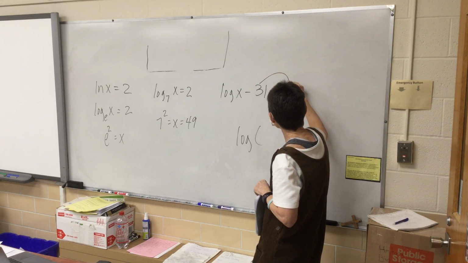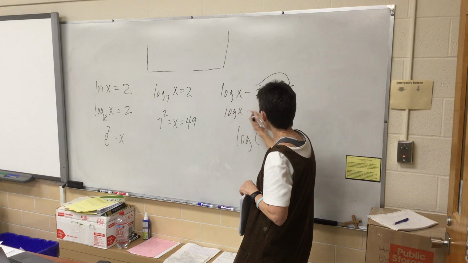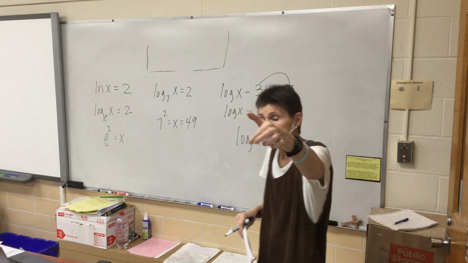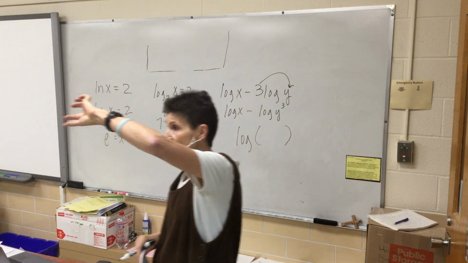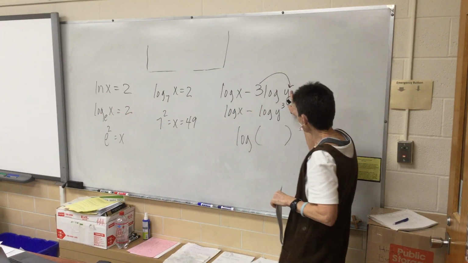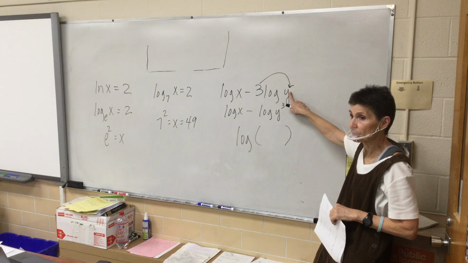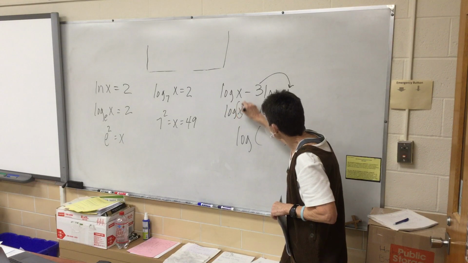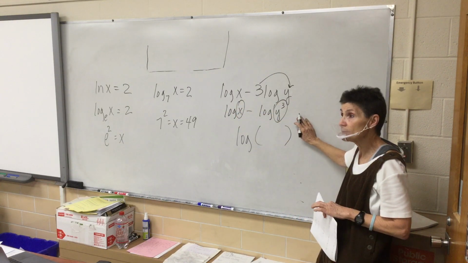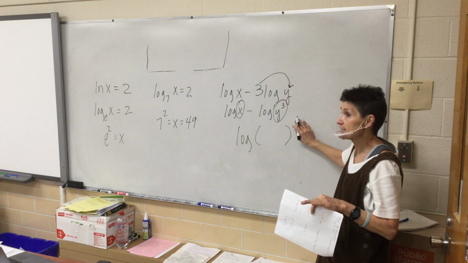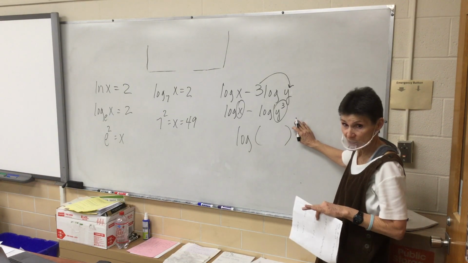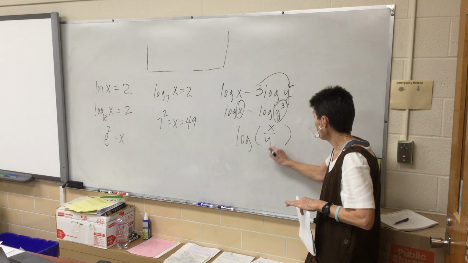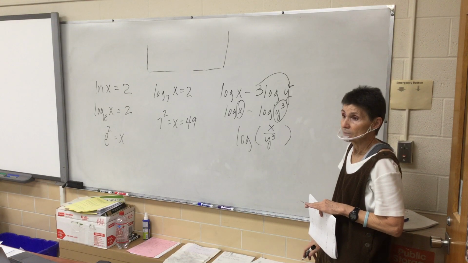Make it an exponent. So this is the log of x minus the log of y cubed. So the number out in front of the logarithm becomes an exponent. So the 3 becomes an exponent on the y cubed. Now, we're going to put these two things together, which means we have to combine the x and the y cubed. We're going to combine them as a division or as a multiplication. Since that's a minus, it's going to be x over y cubed. That's all there is to it.